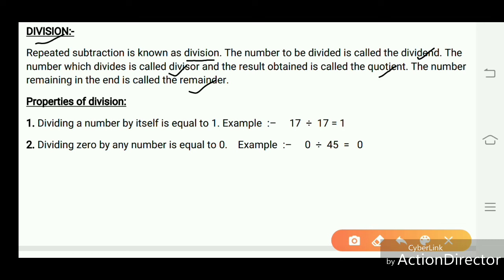Properties of division. Property number 1, dividing a number by itself is equal to 1. Example: 17 divided by 17 equals 1. Property number 2, dividing 0 by any number is equal to 0. Example: 0 divided by 45 equals 0.